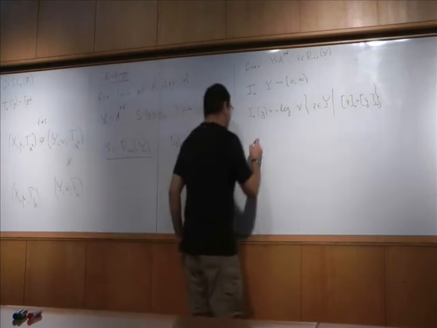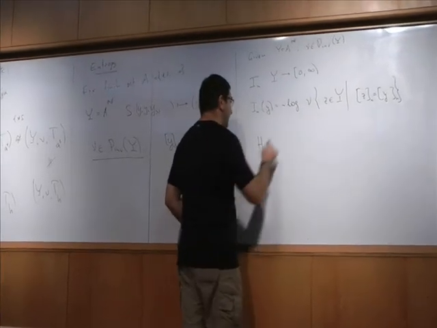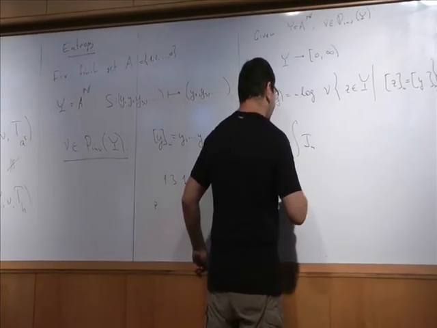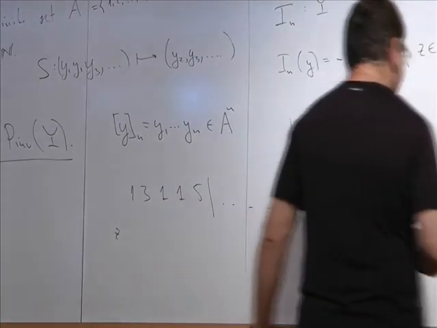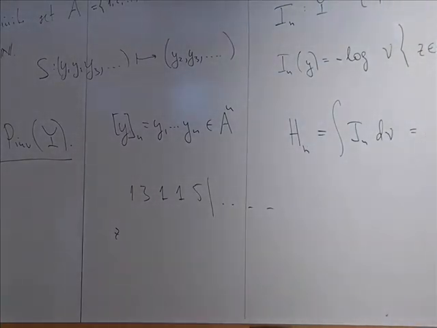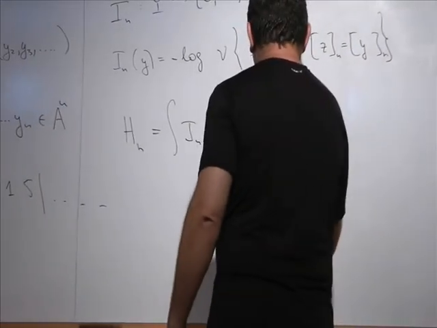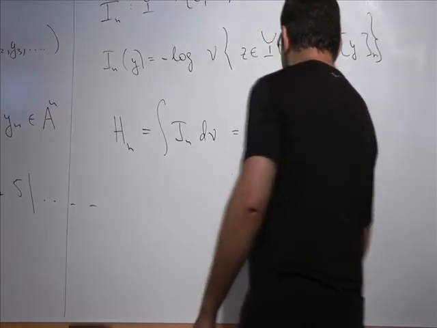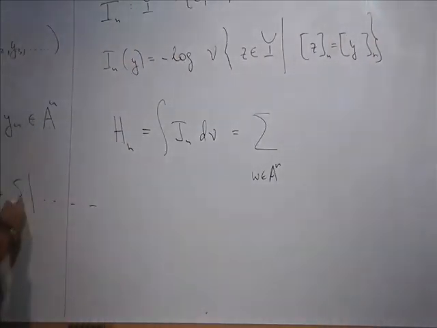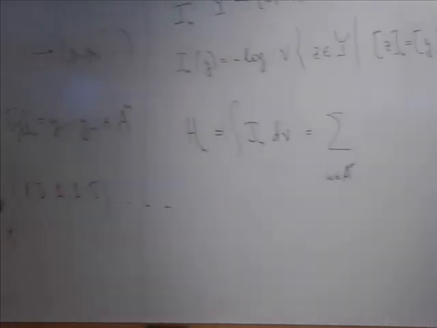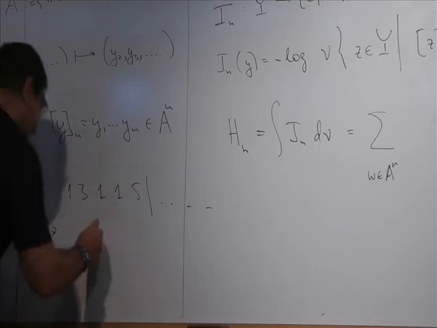We can also talk about the average value of this, h sub n. This is the integral of I_n d nu. And this is the same, if you think about it, as the following formula. If I take words of length n, for each such word there is the set of all those infinite words which begin like this. This is sometimes called the cylinder.